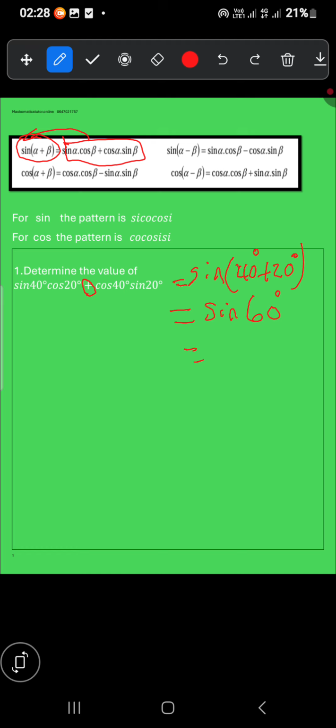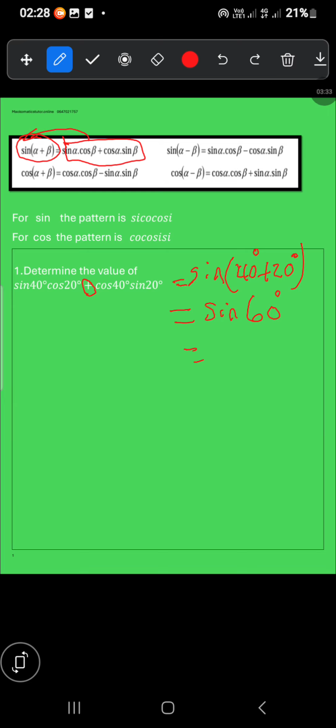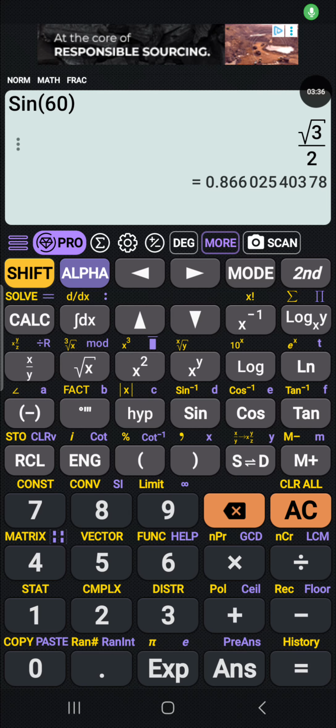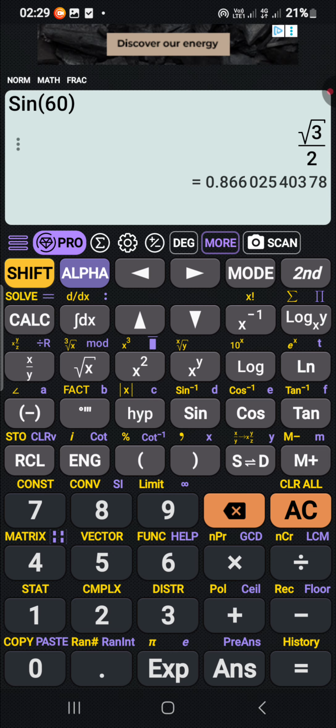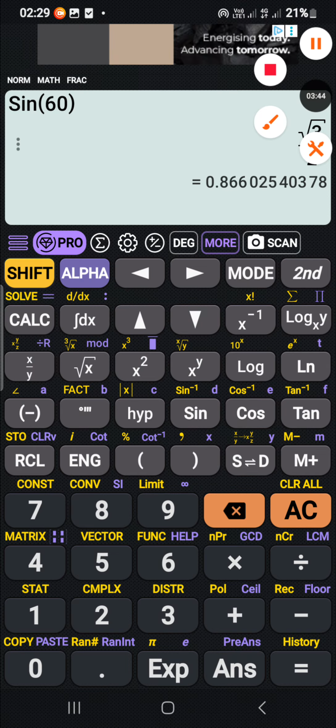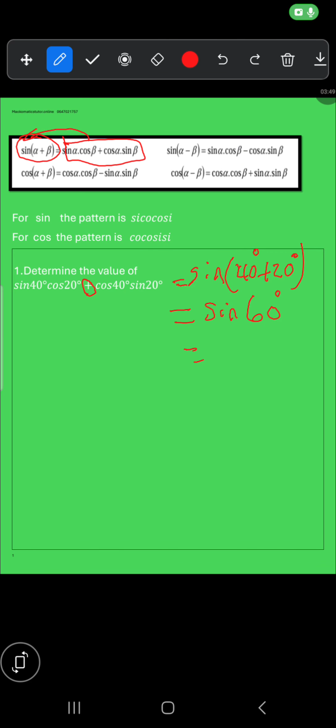Now you can use a special triangle to get what sine of 60 is. Alternatively, you can simply punch the calculator. Sine of 60 in the calculator is √3 over 2. So we say the value is √3 over 2.